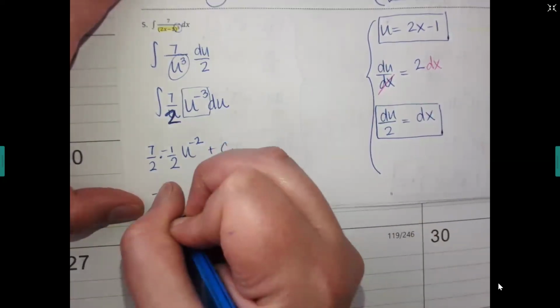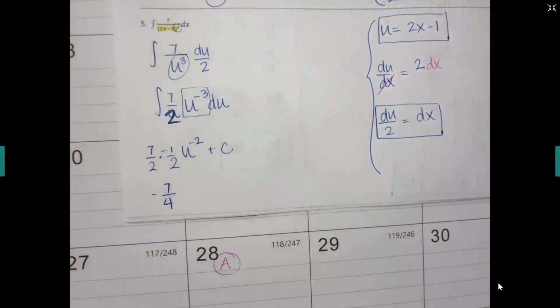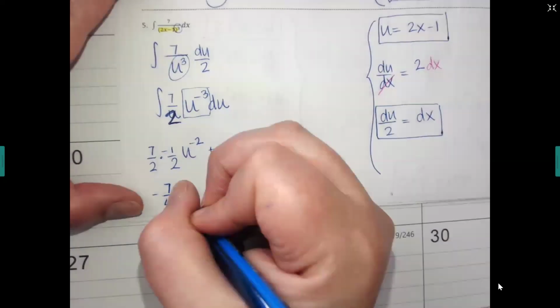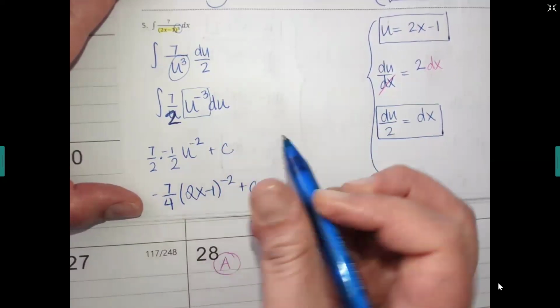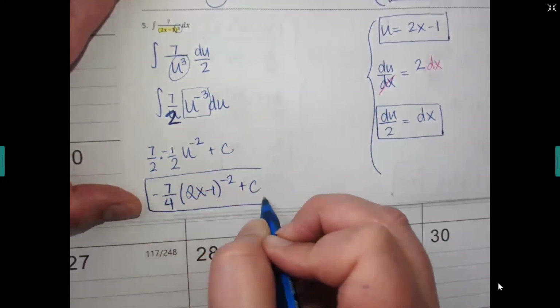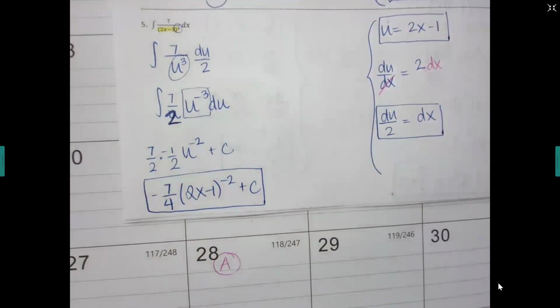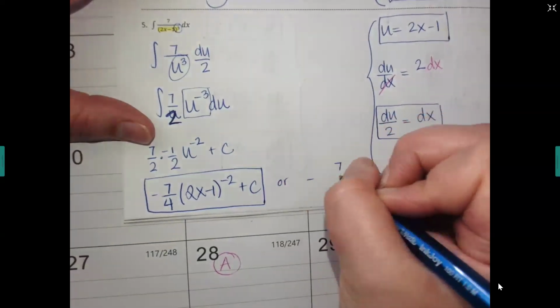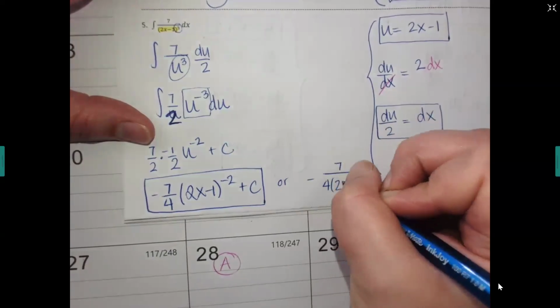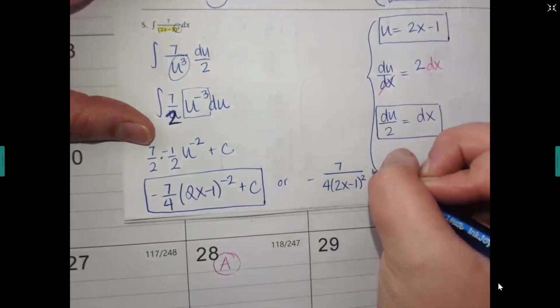7 over 4, right? So you got to times them. And then my u is going to go back to 2x minus 1 plus. Now, as far as your Delta Math goes, this is fine. On the AP test, where would they put this if it has a negative squared on it? Back into the bottom. So I'm going to put here, this would be the same as 7 over 4 times 2x minus 1 squared plus.